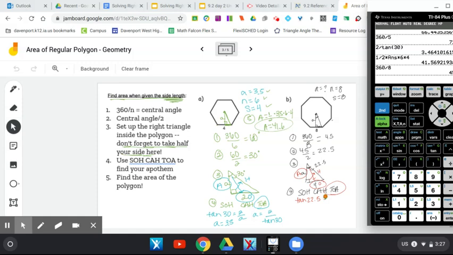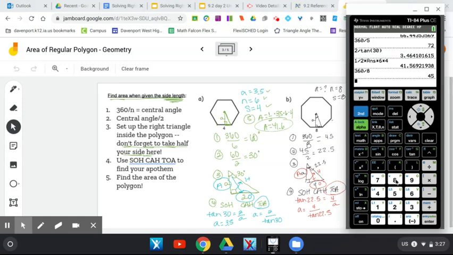Tangent of 22.5 equals 4 over A. A is on bottom again, which means we are going to divide. 4 divided by tangent of 22.5. So let's see what we get. All right, we close our parentheses, hit enter. You get 9.656854249.